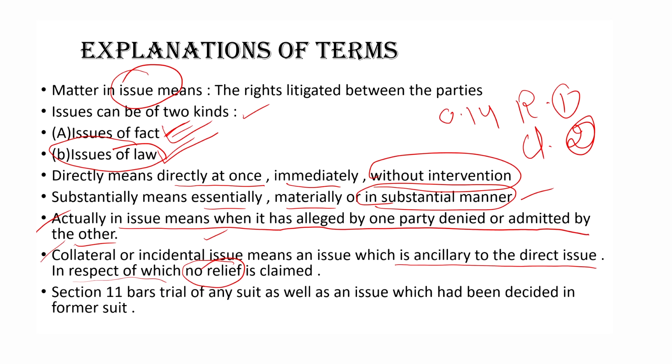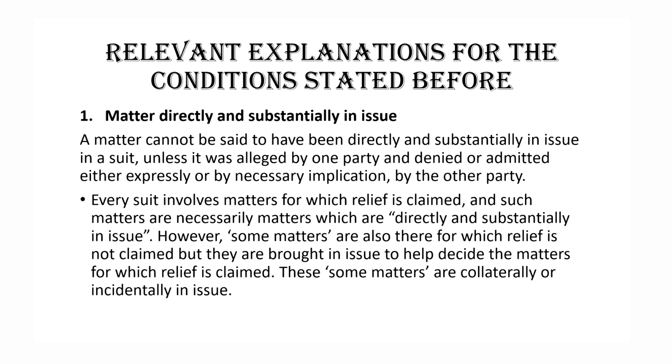If you do not understand issue, then you cannot understand the first condition of res judicata, that is, directly and substantially in issue, as opposed to collateral or incidental in issue, that is, actually and constructively in issue. So this is the first condition, matter directly. Now, apart from it there is a further explanation: a matter cannot be said to have been directly and substantially in issue in a suit unless it was alleged by one party and denied or admitted, either expressly or by necessary implication, by the other party.